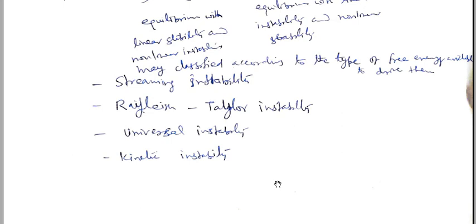The third one is universal instability. Even when there are no obvious driving forces such as an electric or a gravitational field, a plasma is not in perfect thermodynamic equilibrium as long as it is confined. The plasma pressure tends to make the plasma expand, and the expansion energy can drive an instability. This type of free energy is always present in any finite plasma, and the resulting waves are called universal instabilities.